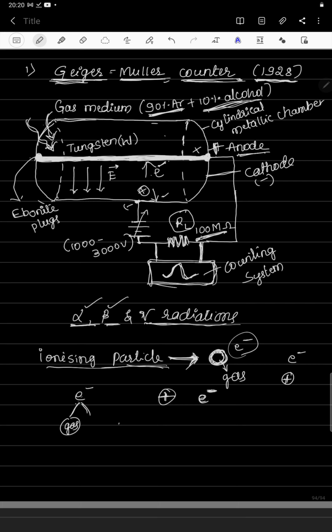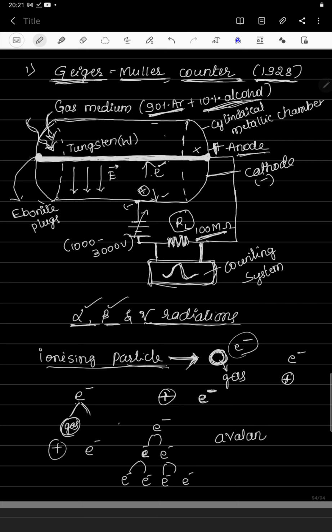So during their motion, one electron collides with another gas molecule. Here, ionization takes place again: one positive ion is created and one more electron is emitted out. So because of one electron, another one is generated along with it. Again, this electron is going to produce one more electron, and this one is also going to produce one more electron.